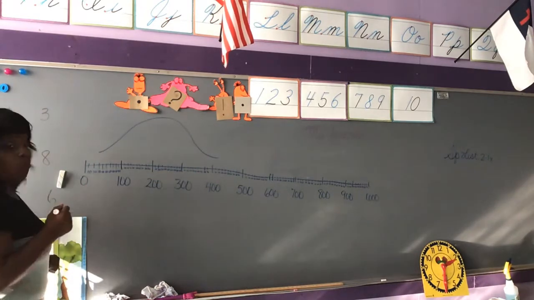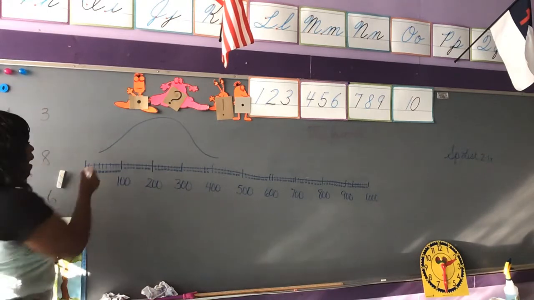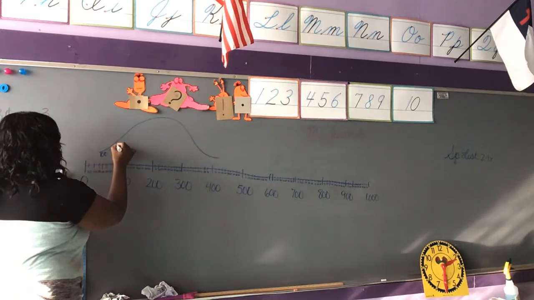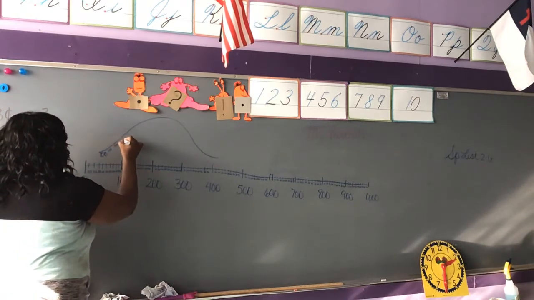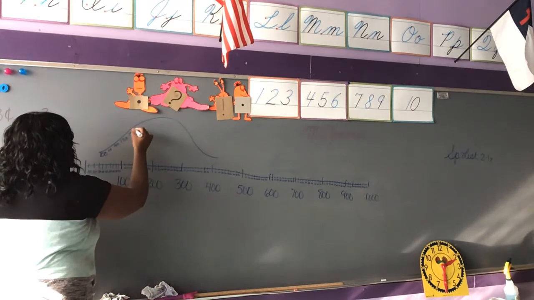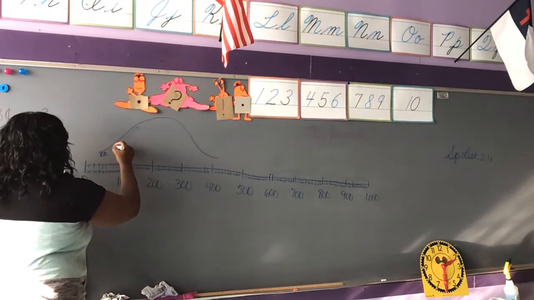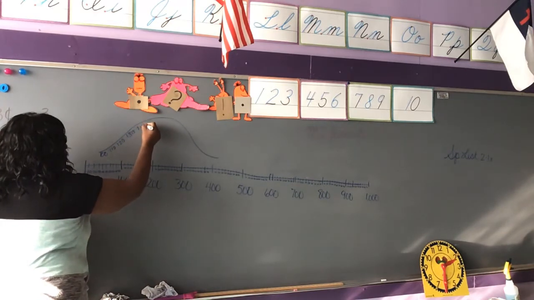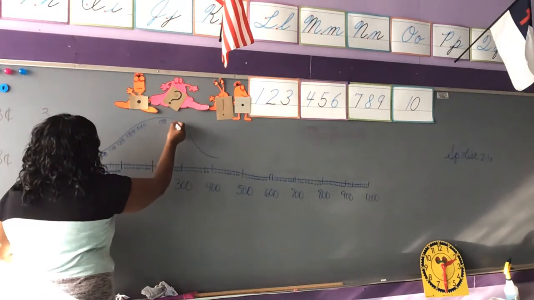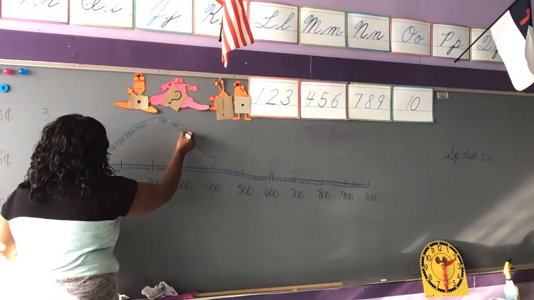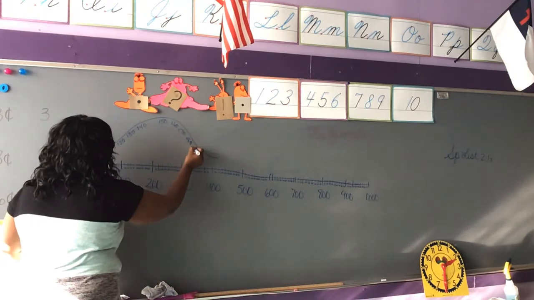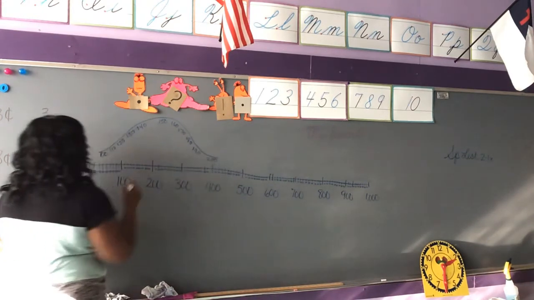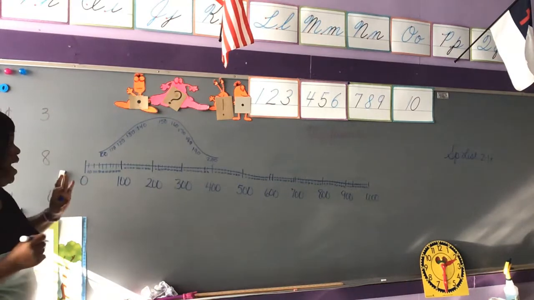We started at what? 100. At 100, and then we did 110, 120, 130, 140. I guess I could write it a little bit bigger. And 150 will come next. Then 160, 170, 180, 190, down to 200.